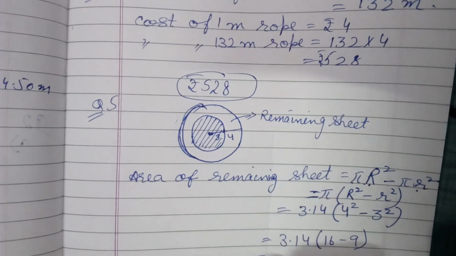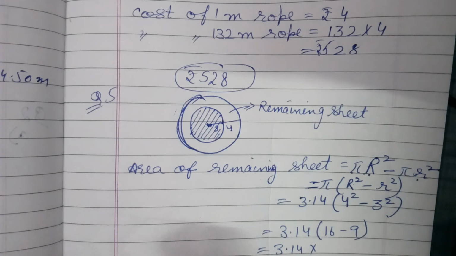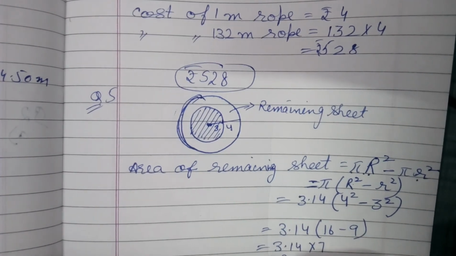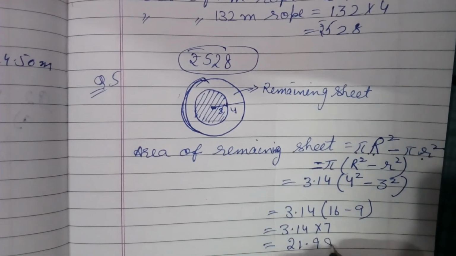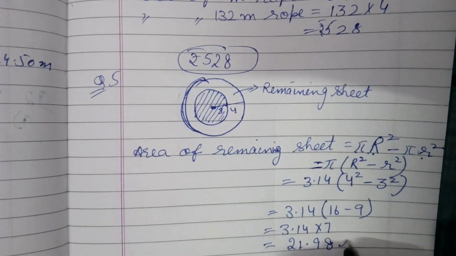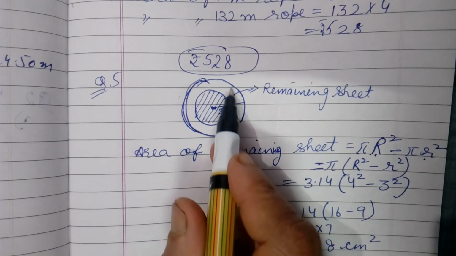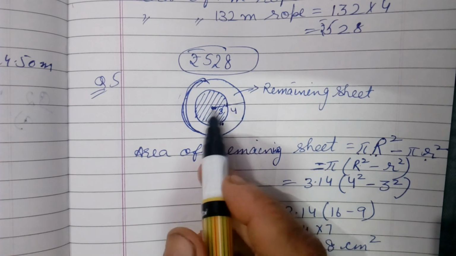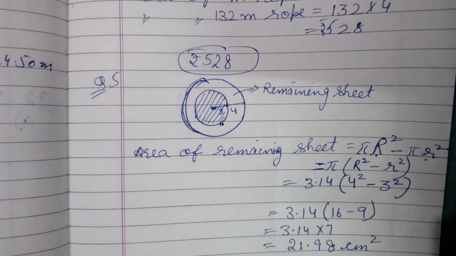So 3.14 into 16 minus 9; when you calculate you will get 7, and on multiplying we will get 21.98 centimeter square. So this is the area of this shaded portion. We just have to subtract the area of the bigger circle minus the smaller one.